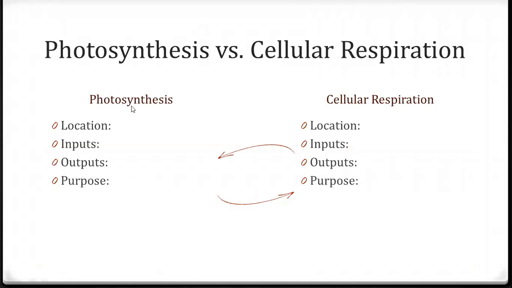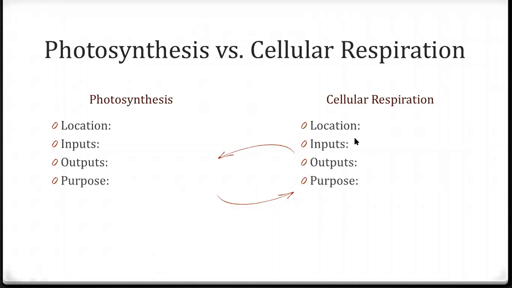Okay, so in terms of photosynthesis, the location is the chloroplast. Inputs are carbon dioxide, water, and light energy. Outputs are sugar, glucose, and oxygen. And the purpose is to provide oxygen for the cells and also create sugars, which provide energy.